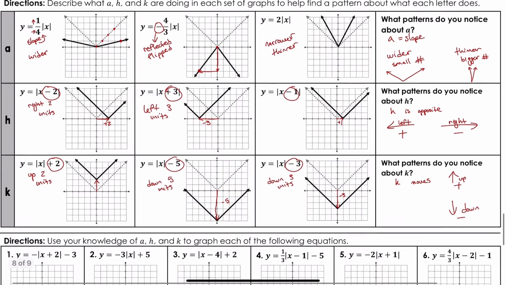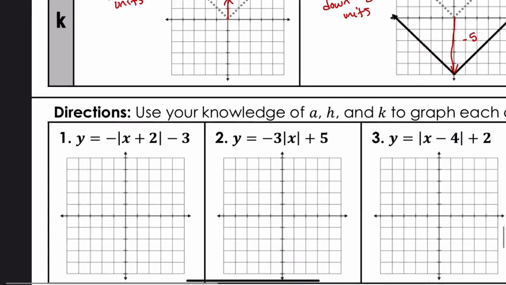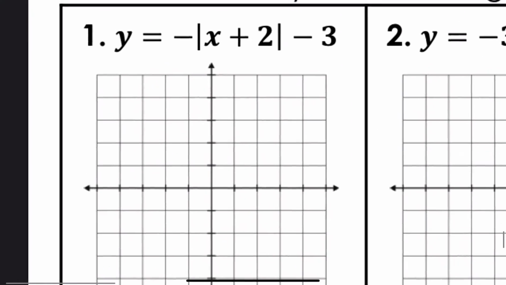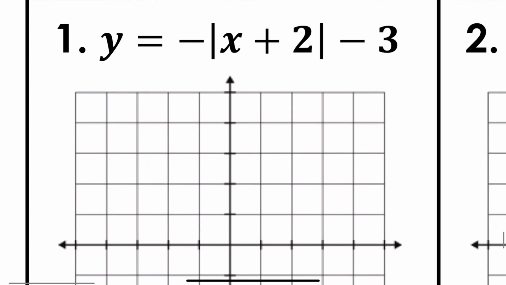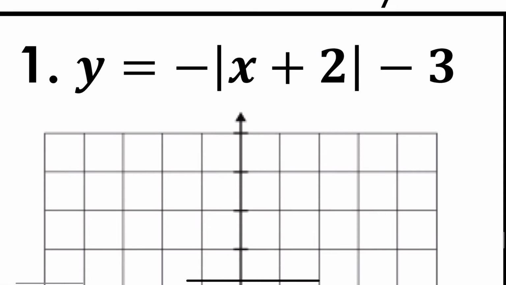Okay, so let's practice a couple of these. We only did 2 of these in class, so we're probably only going to do 2 here as well. Alrighty, so this is our first piece. This is combining everything that we just learned. We need an A, an H, and a K. So let's identify those things first.